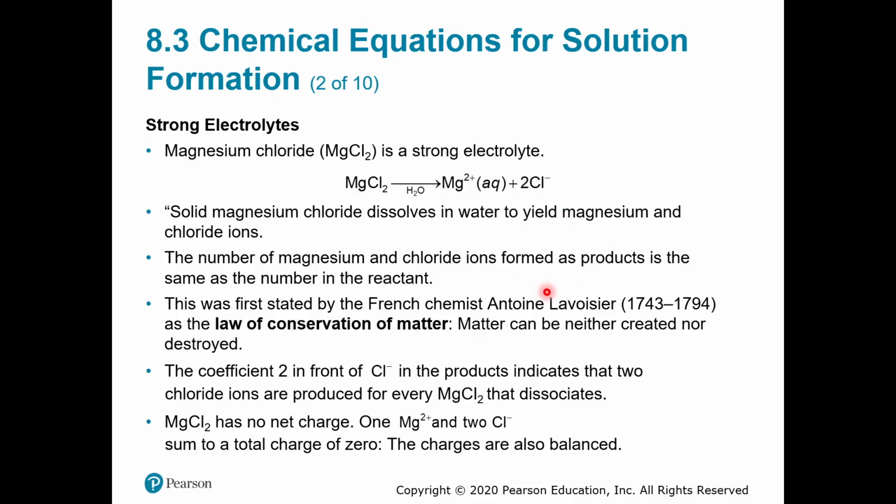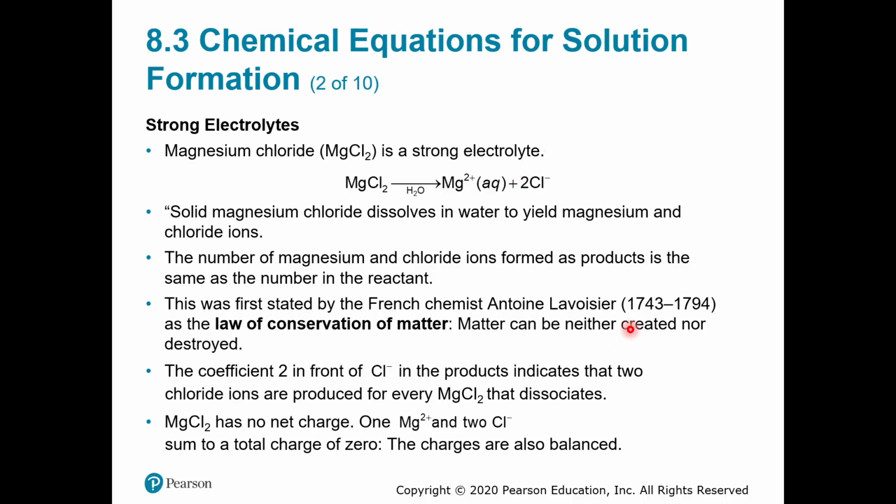Now, remember that when they break up, you have to have the same number of magnesiums on both sides and the same number of chlorides on both sides. So when we dissolve this salt into water, we're going to end up with 1 magnesium and 2 chlorines, which is going to be 3 ions dissolved in water from this.